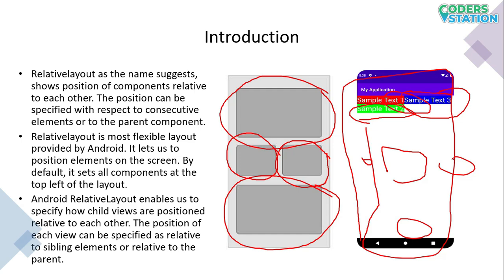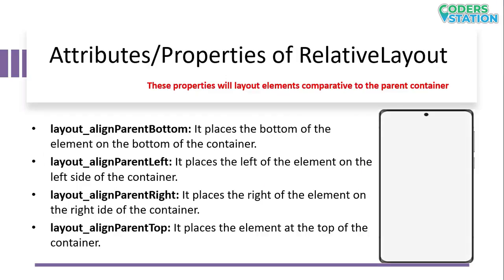So now we will be seeing each and every property of a relative layout in detail. The properties of a relative layout can be categorized into two parts. The first is where we place an element by comparing it with the parent container, and the second category is where we place the element by comparing it with some views which are already there in the container.